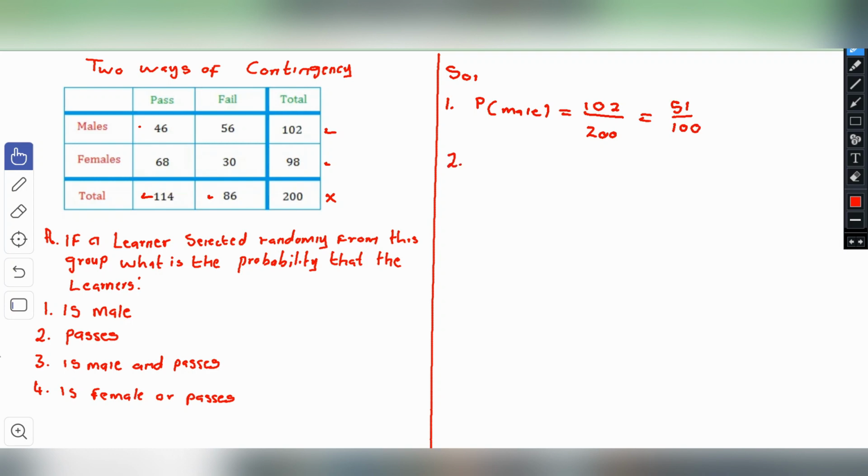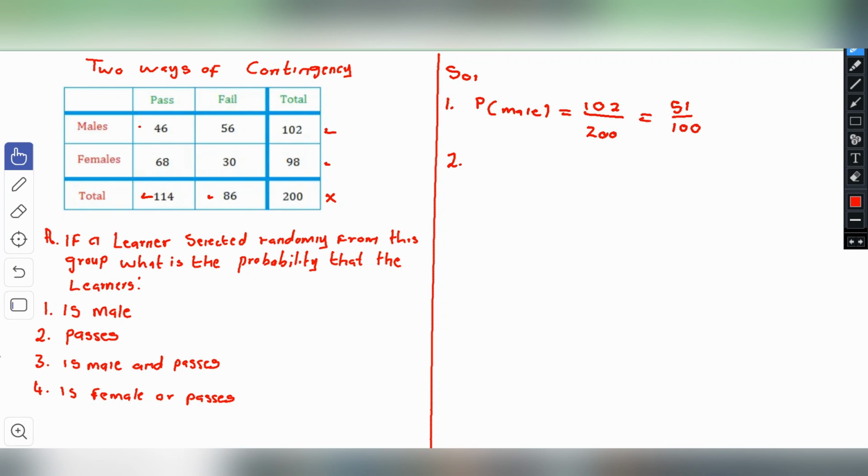Even if we were asked to determine the probability that the learner is female, we are going to check the total number of females, whereby it's 98. Therefore, it was going to be 98 divided by 200, right?